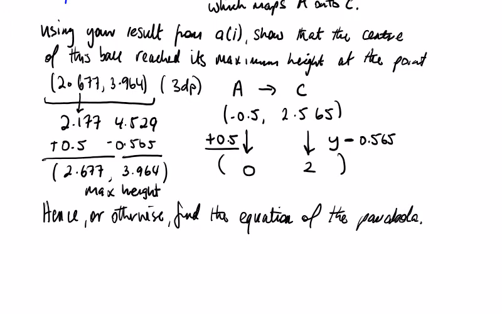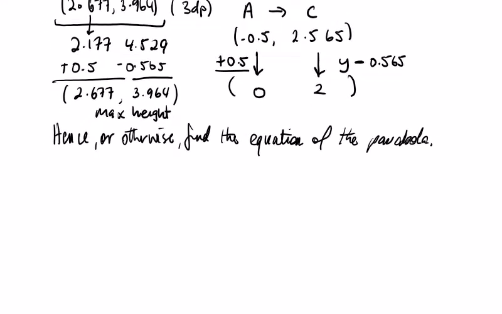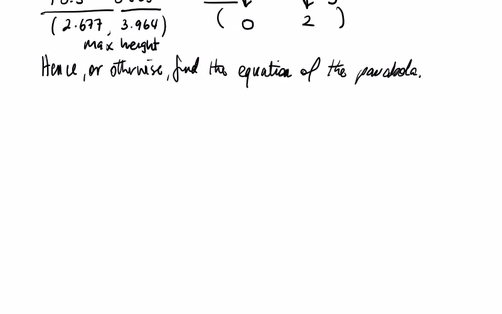And then, hence or otherwise, find the equation of the parabola. Okay, let's see what way we're going to approach this. The equation of the parabola. Well, we have the max height. So when we have the max height, we can use this equation: a times (x minus h) squared, like in a completing the square question, plus k, where (h, k) is the max point.